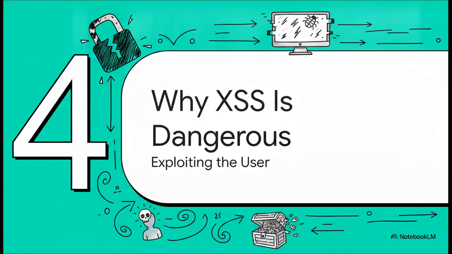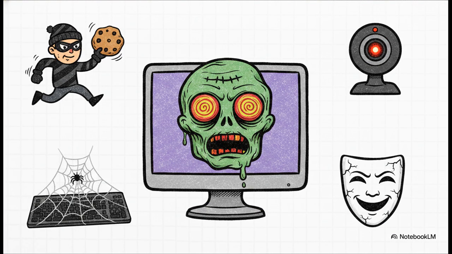Section 4. Why XSS is dangerous. Let's explore exactly what happens once JavaScript sneaks into a trusted session, because the attacker can do some serious damage. First off, they can steal your session cookies. And if they get your session token, they can literally impersonate you. They can log into your webmail or your bank account without even needing your password.